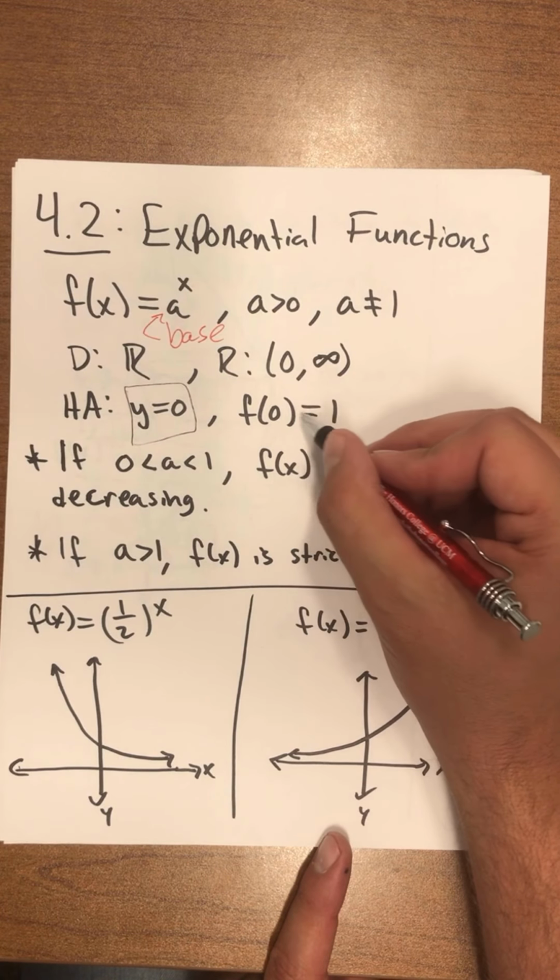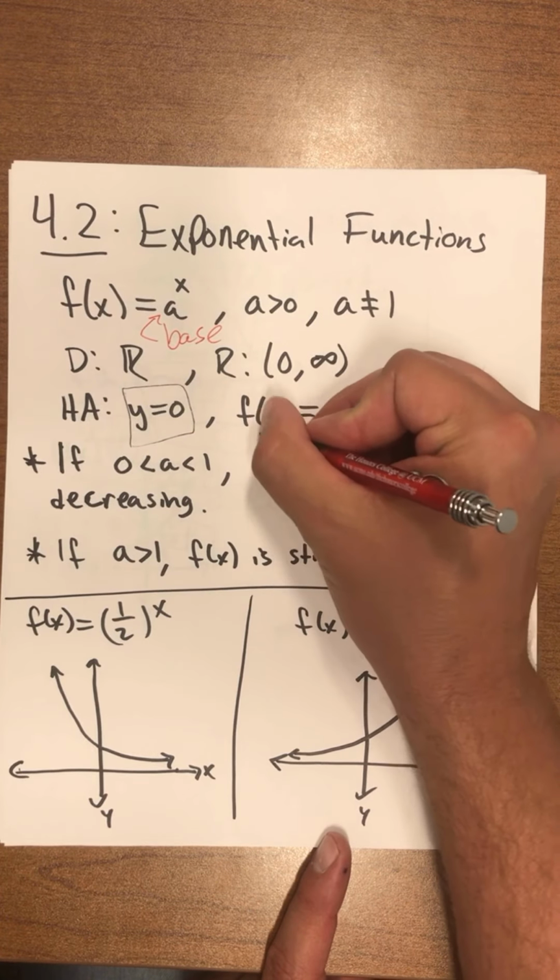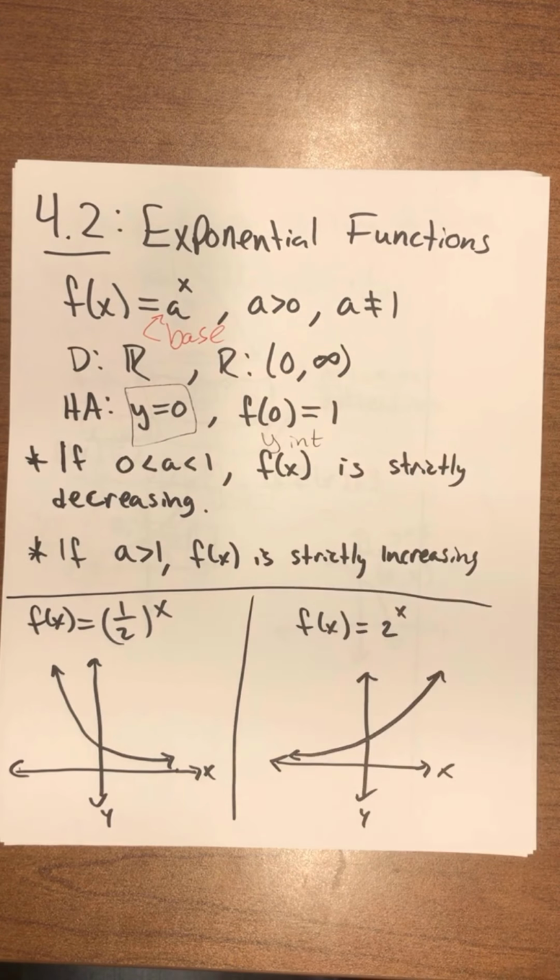If we plug in 0, so this is the y-intercept, f of 0 is just another term synonymous with y-intercept. If we plug in 0 into the exponent, any base to an exponent of 0 is always 1, so like 5 to the 0 power is 1. So the y-intercept is going to be 1.